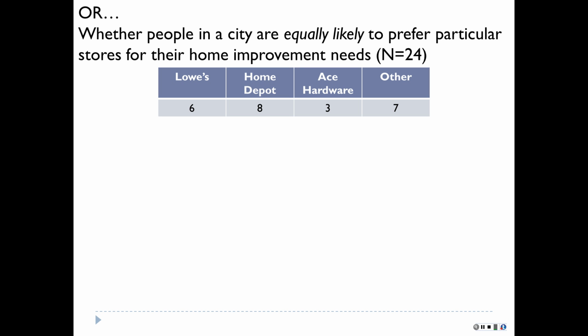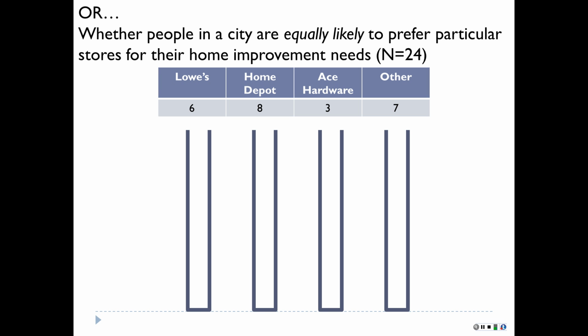So pay attention here to the fact that we had to kind of manipulate this situation so people couldn't say, I have 2 preferences. Because if you want to use chi-square, each observation can only fall in one category. So you can't put a person here and a person here because they like Lowe's and Home Depot equally. That wouldn't work for chi-square. So you have to have certain situations that work.